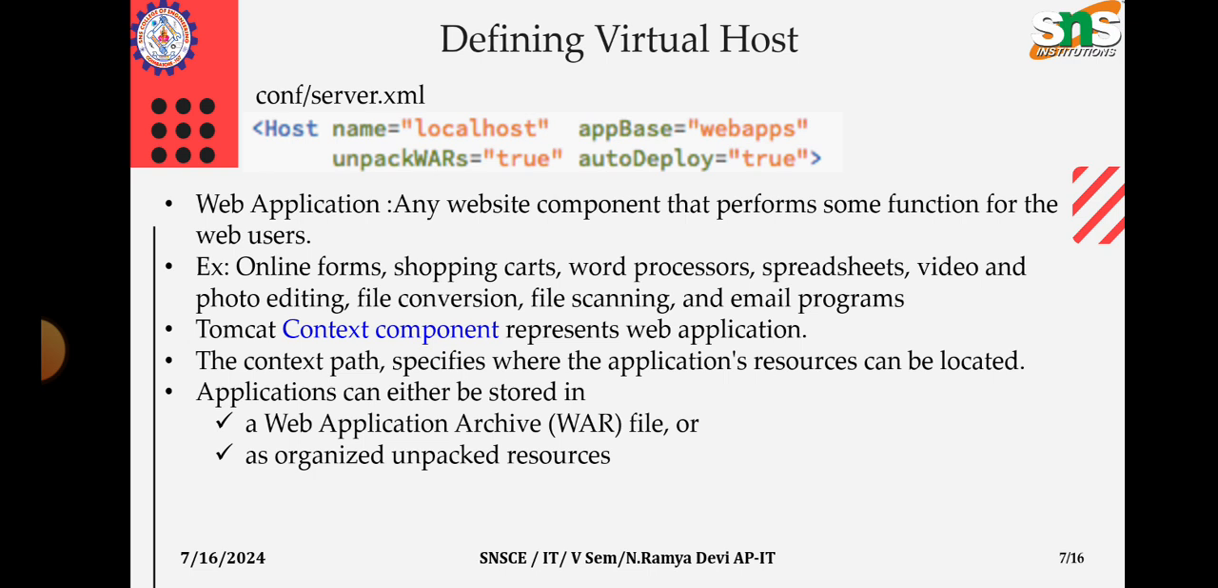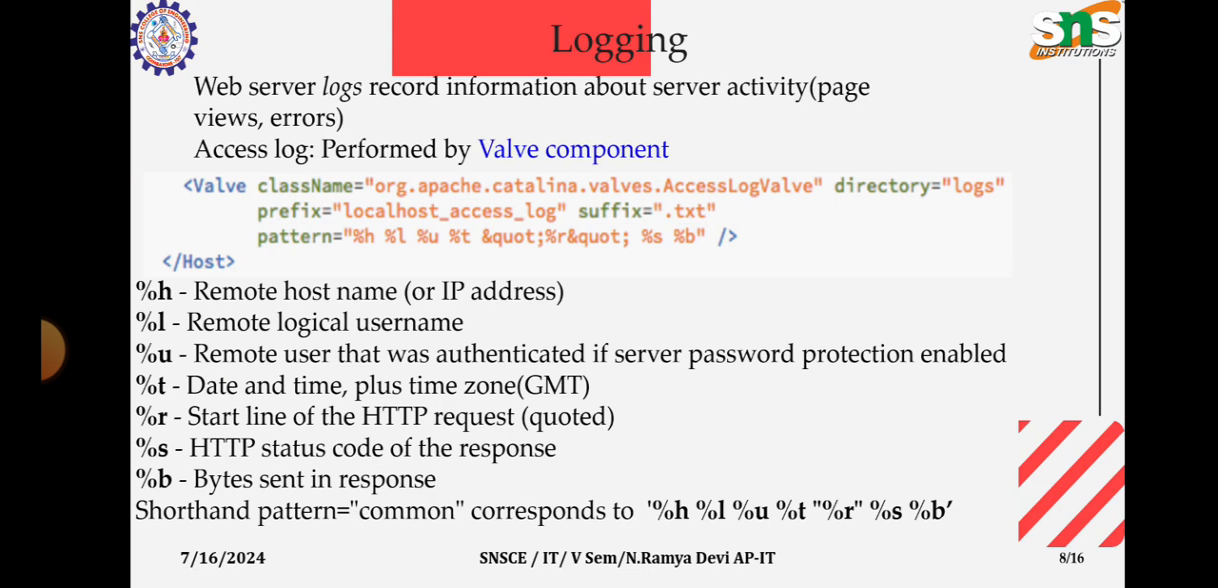Next is the Tomcat context component, which represents the web applications. The context path specifies where the application's resources can be located. Applications can either be stored as a WAR file, a web application archive, or as organized unpacked resources. Next is the logging component. Web server logs record information about server activity, page views, and errors. The access log is performed by the Valve component. It records the remote host name, logical username, user, date and time, start line of the HTTP request, and the HTTP status code of the response.